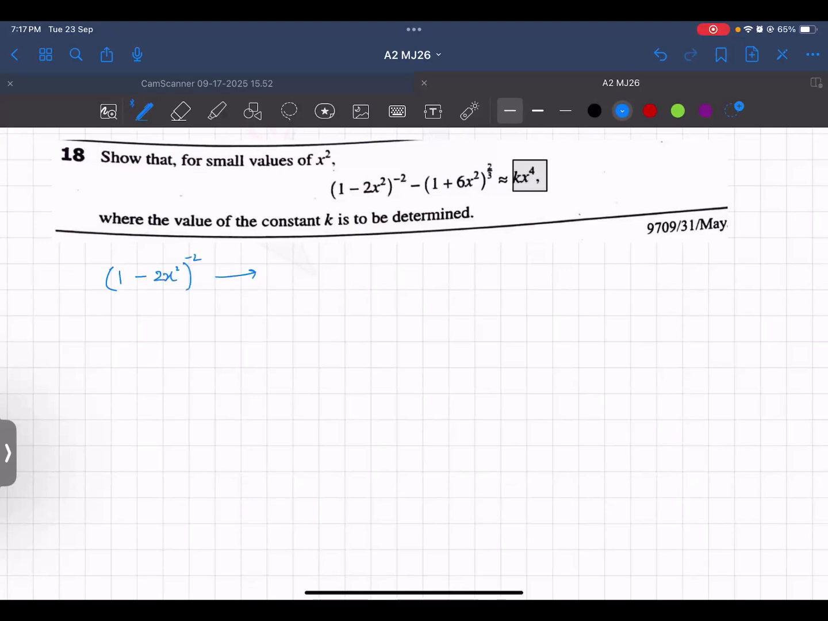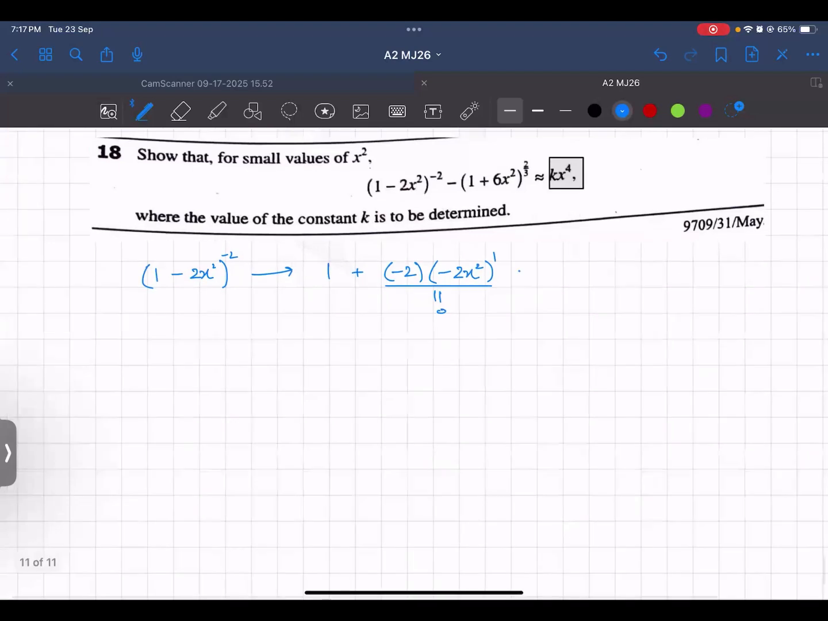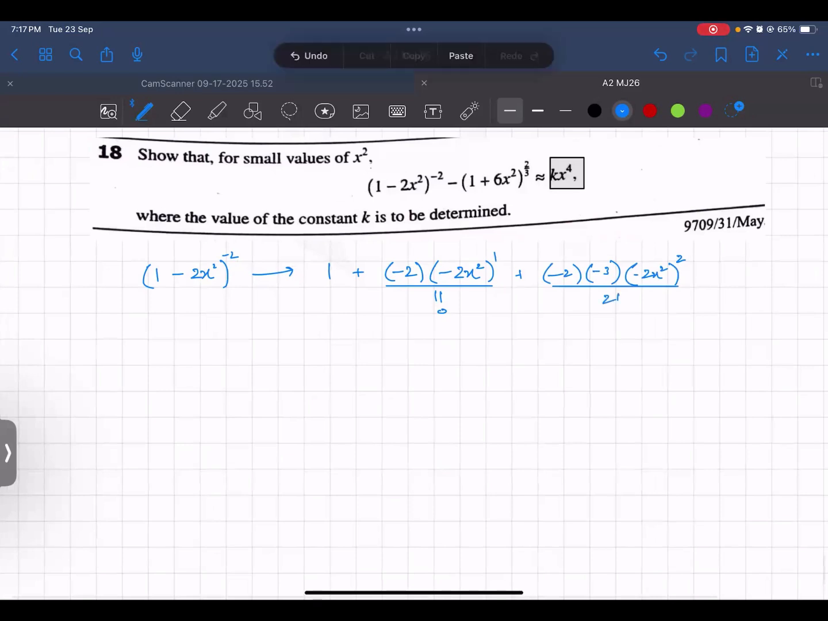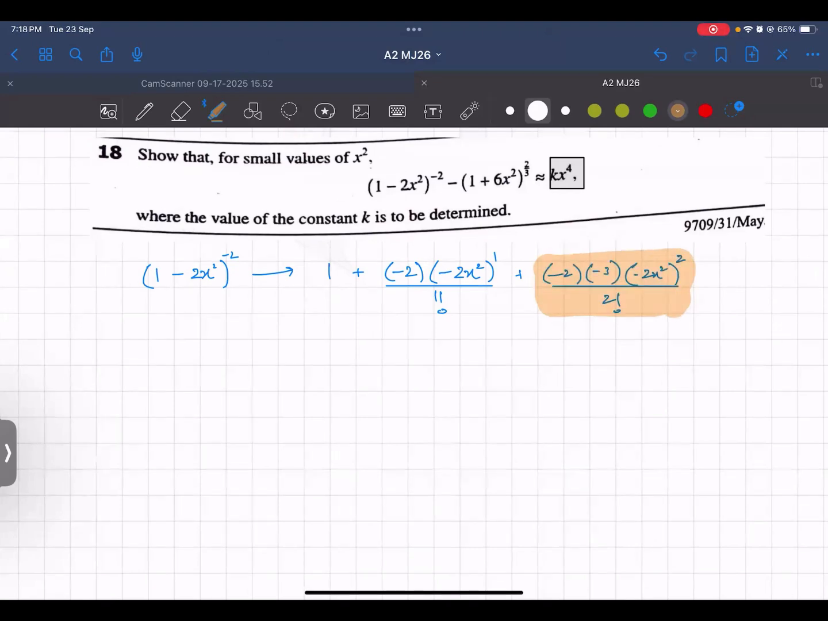When you expand this, to start with 1, and then plus n, which is minus 2, times 2x squared to the power 1 upon 1 factorial. You can see in this one, right now the term is x square, so you will have to go to the next term. Minus 2, minus 3, and minus 2x squared, squared, upon 2 factorial. Now this is of your concern because this will get you the coefficient of x power 4.